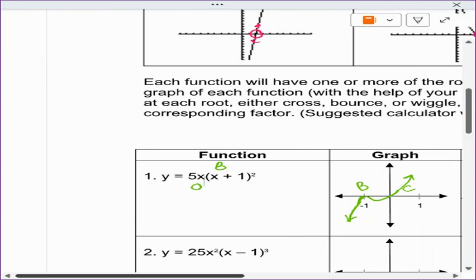B and C, girl. BC. BCW. Bounce, cross, wiggle. Well, yeah, in a second.